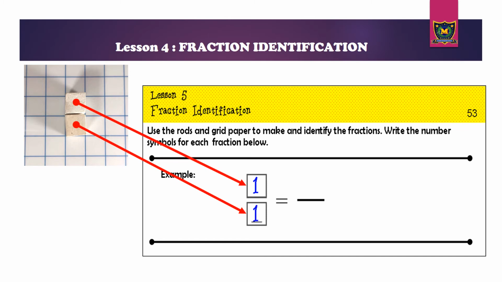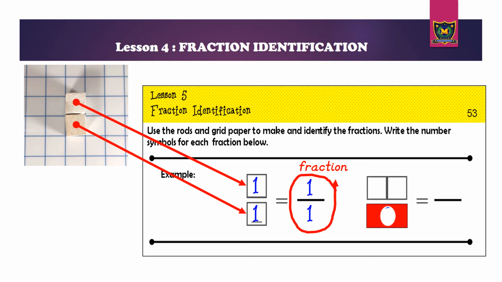So notice the line on the right side. That is the line that you use when we make our number symbols and fractions. Now, to write these 2 rods, it will look like this. 1 over 1; you read the line as over. So this is 1 over 1, and that is your fraction. That is your number symbols fraction. Okay, let's go to the next example.